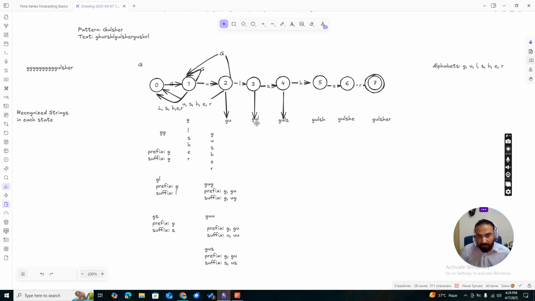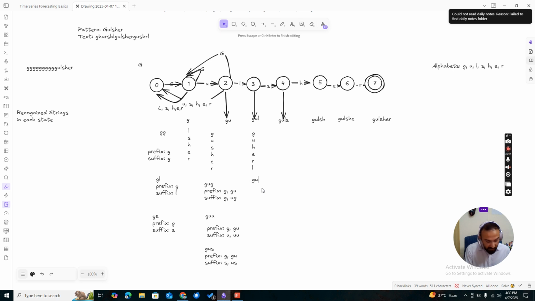So the string GUL is recognized, and after L, we are exploring the possibilities for the other alphabets, right? If S occurs, we will transit to the fourth state. But what if instead of S, G occurs, U occurs, H occurs, E occurs, R occurs? Then what do we need to do? We need to study the possibilities for these alphabets, right? So we have G, U, H, E, R, and L. We have not included S because on S we will be transiting to the fourth state, right?